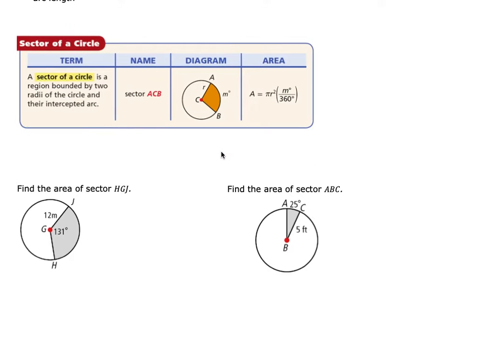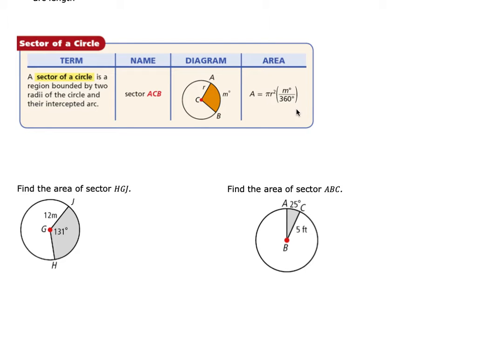So the sector of a circle is a region bounded by two radii of the circle and their intercepted arc. Okay, so this colored in piece here is a sector. I always think of sectors as a piece of pizza. So when we want to find the area of this, wouldn't it make sense if we found the area of the circle, the whole circle, multiplied by the fractional amount? And that's exactly what we're doing here.